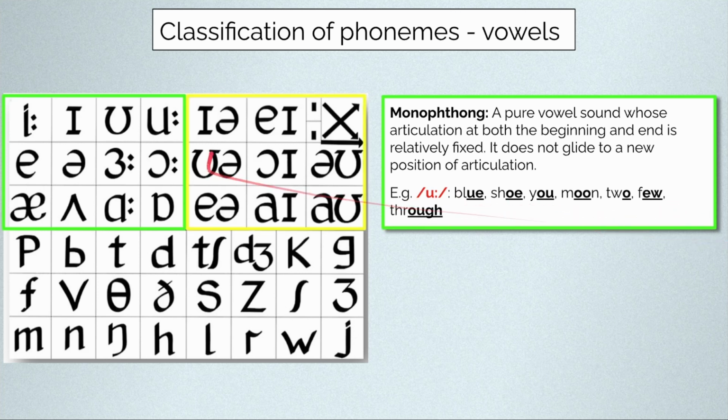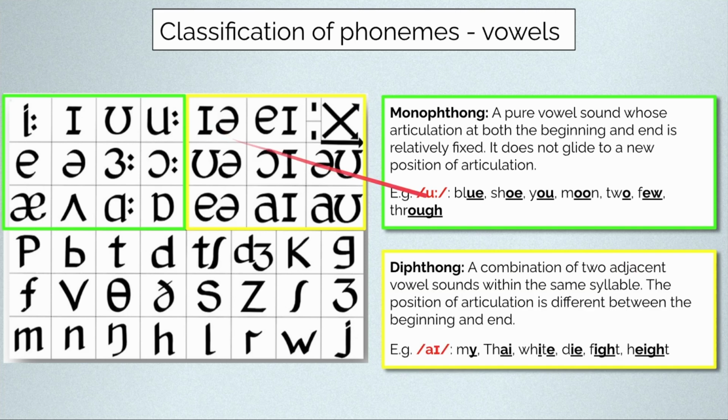Now contrast this with the diphthongs over here. You can see they're written with 2 characters, and this is because a diphthong is a combination of 2 adjacent vowel sounds within the same syllable. The position of articulation is different between beginning and end. So for example, we have /aɪ/ here, and this is combined from a starting position somewhere around here, /ɑ/, and finishing around about here, /ɪ/, giving you this sound here.